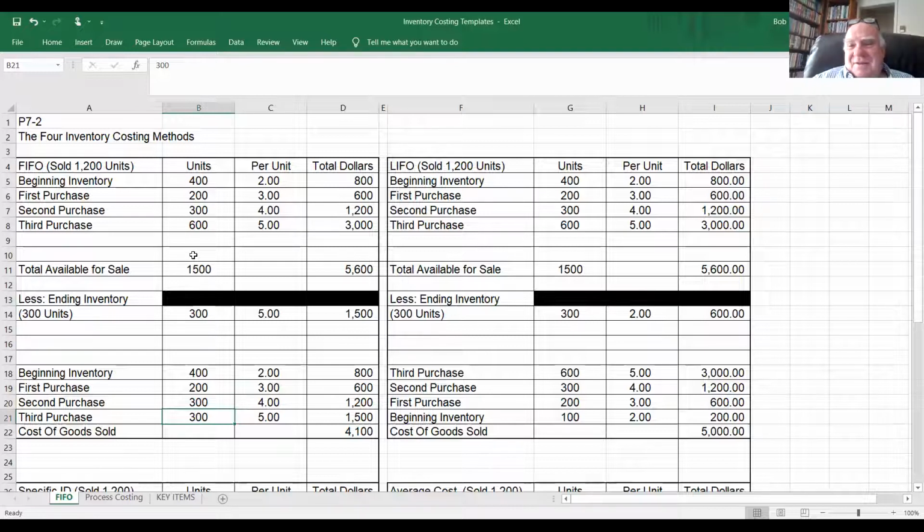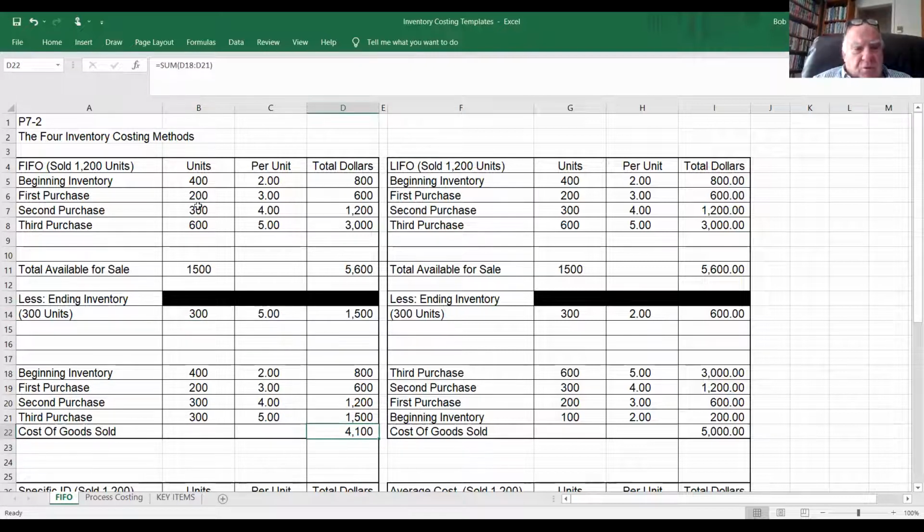That means 300 remain in the lower level, the last tranche. So we have 300 left in inventory at $5. We price it out, and there we go. You have just computed the cost of goods sold at FIFO.